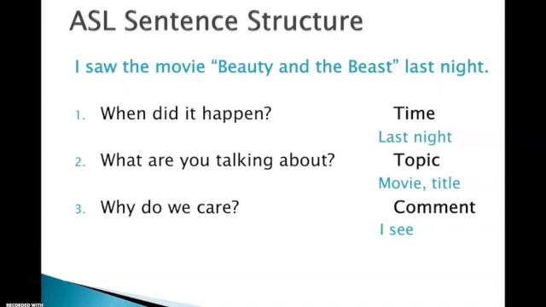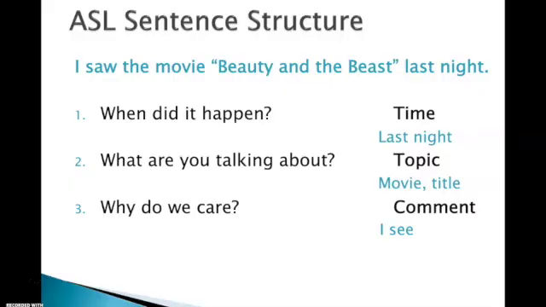But in English, we said, I saw, because it happened in the past. But we don't have to change the word to see or to watch in ASL for the time. So I can just say, I see the movie. We don't have to worry about saw, see, will see, am seeing. All of that doesn't change. It's just the word to see. Now, there are other ways we can modify verbs, but we don't have to do it for tense. All right? So again, time, topic, comment is how we're going to structure most of our sentences.